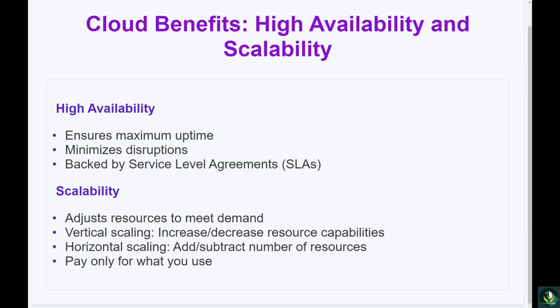Horizontal scaling, scaling out-in. Horizontal scaling involves adding or removing instances of resources. For example, you might add more virtual machines to a network to handle increased traffic. This type of scaling is particularly useful for distributed systems and can provide virtually unlimited scalability.